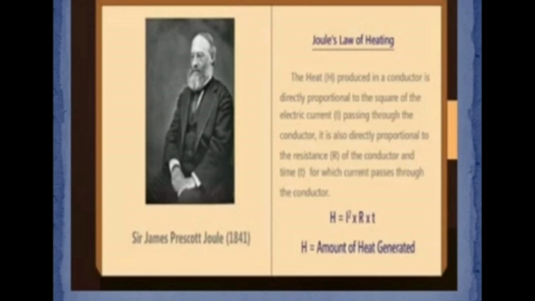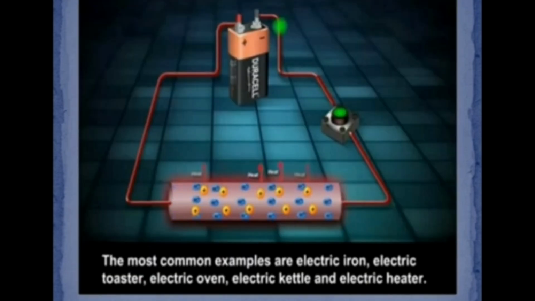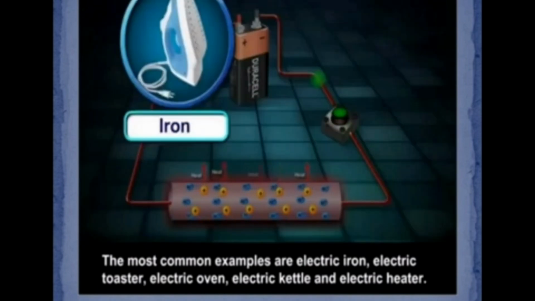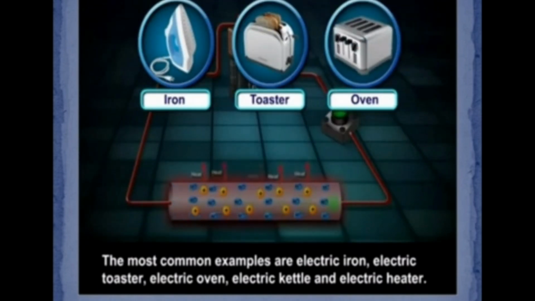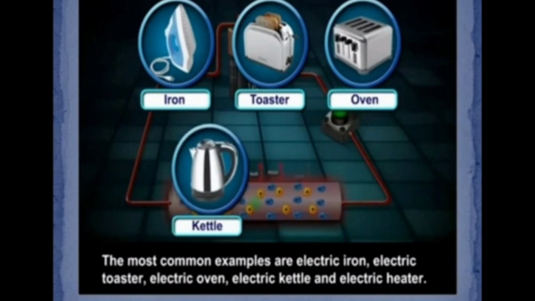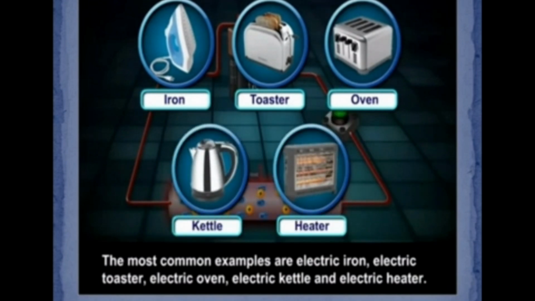Then the applications of Joule's law. What are the applications of Joule's law? Electric heaters, iron box, electric fuses, electric furnace, electric lamp. These are all the uses of Joule's law. Common examples are electric iron, electric toaster, electric oven, electric kettle, and electric heater. These are all examples of Joule's law of heating.